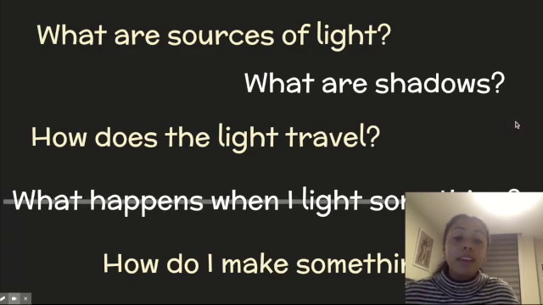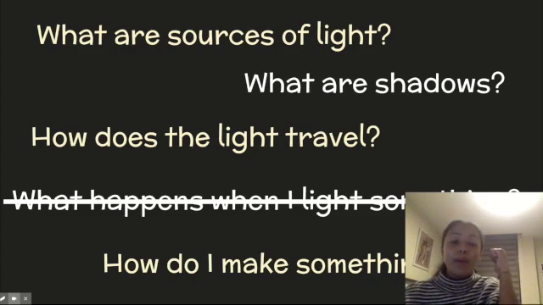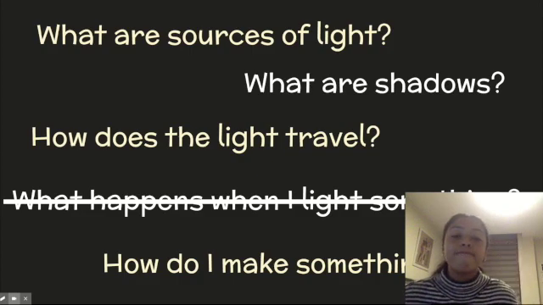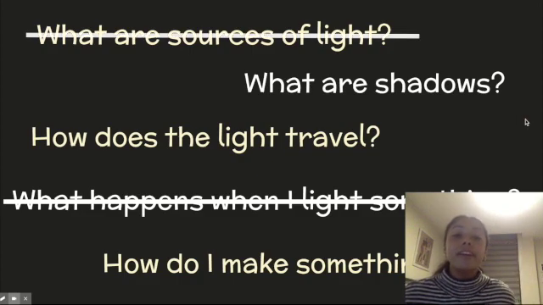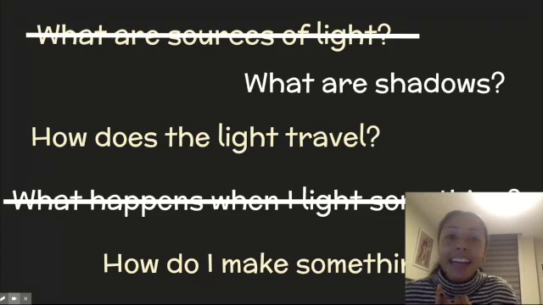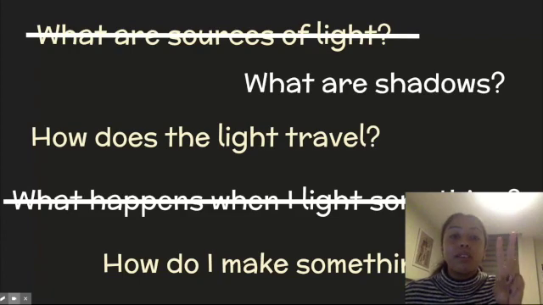So far, we've answered the question, what happens when I light something, with our first lesson, when we got the chance to light up those puppets with a flashlight and draw what we observed. Last class, we figured out what are some sources of light. We realized flashlights, the sun, the stars, and street lights are all different sources of light because they're where light comes from.